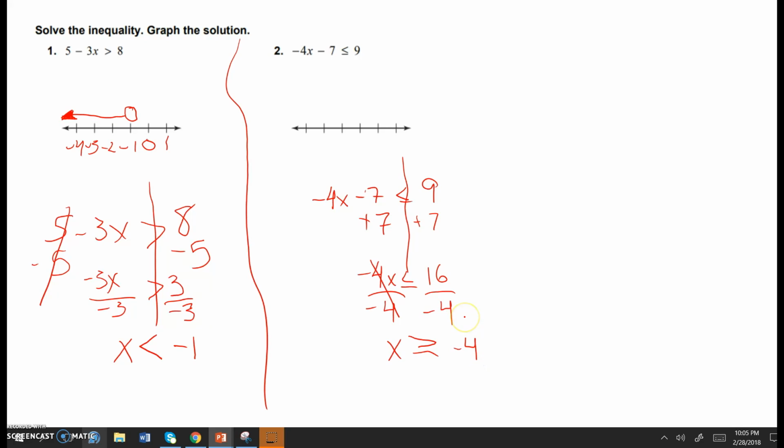It's negative 4 here. So I'm going to say 0, negative 1, negative 2, negative 3, negative 4, negative 5. It's going to be a closed circle above negative 4 because of the greater than or equal to sign. And x is greater than or equal to negative 4. So it's going this way. Everything bigger than negative 4.